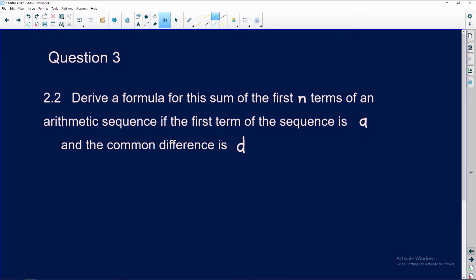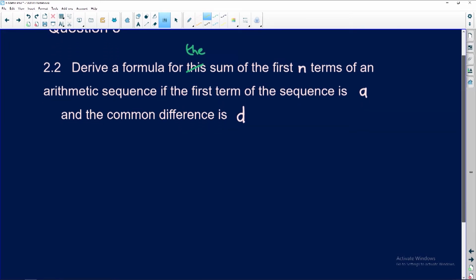So let's take a look. It says, derive a formula for the sum of the first n terms of an arithmetic sequence if the first term of the sequence is a and the common difference is d.